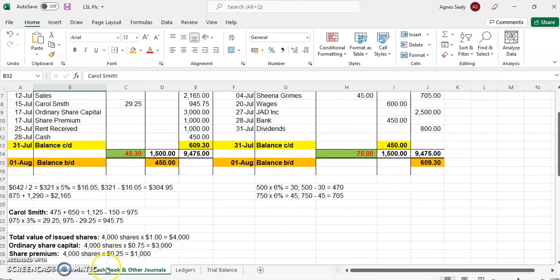So when we come back, we are going to be looking at our purchases ledger, and we're going to record our transactions for our creditors.